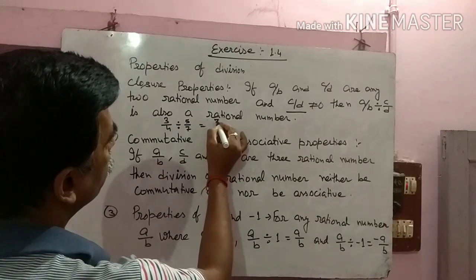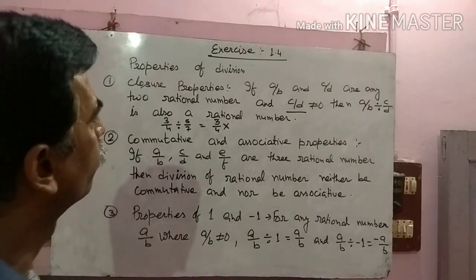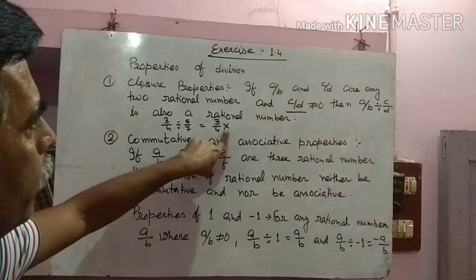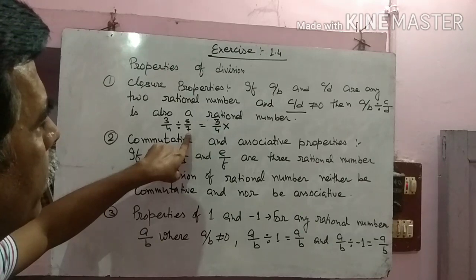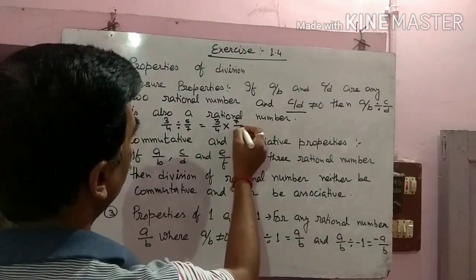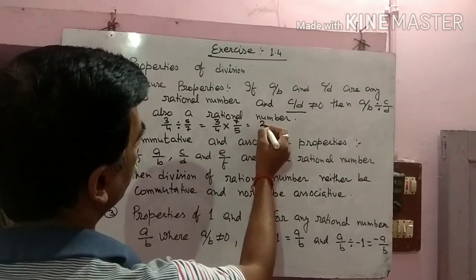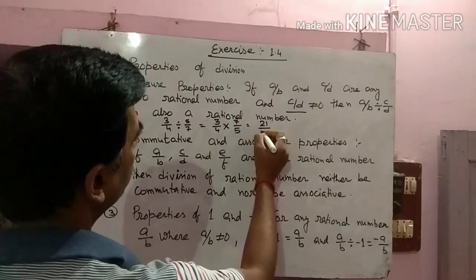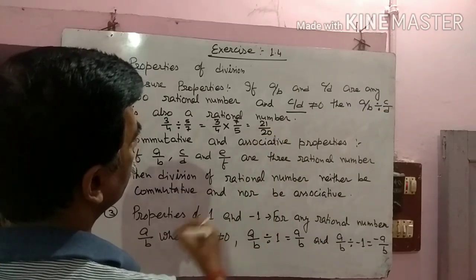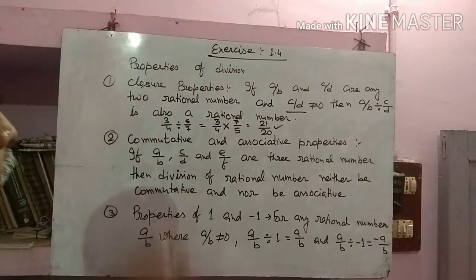3 by 4, and if we place a sign of multiplication, this value becomes its reciprocal. So it becomes 7 by 5, and 7 times 3 is 21 and 5 times 4 is 20. Okay, so it's a rational number. The closure property is saying the same thing.